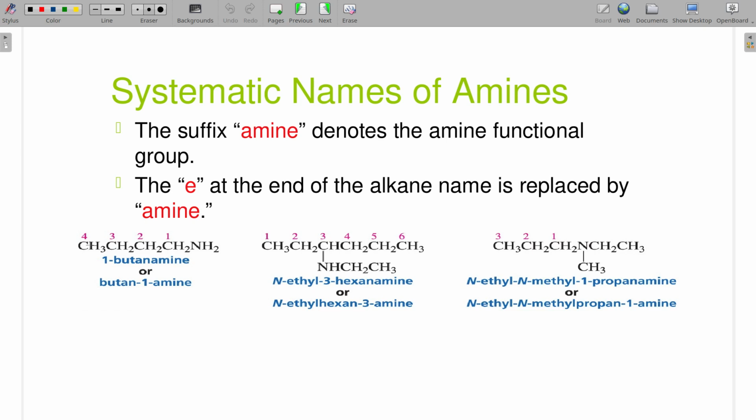What we're going to do is take the longest potential chain off of that nitrogen and make it the backbone. Over here, that's easy to do because, since it's a primary amine, there's just a single continuous carbon chain off the nitrogen. So since that's butane, this becomes 1-butanamine or butan-1-amine.